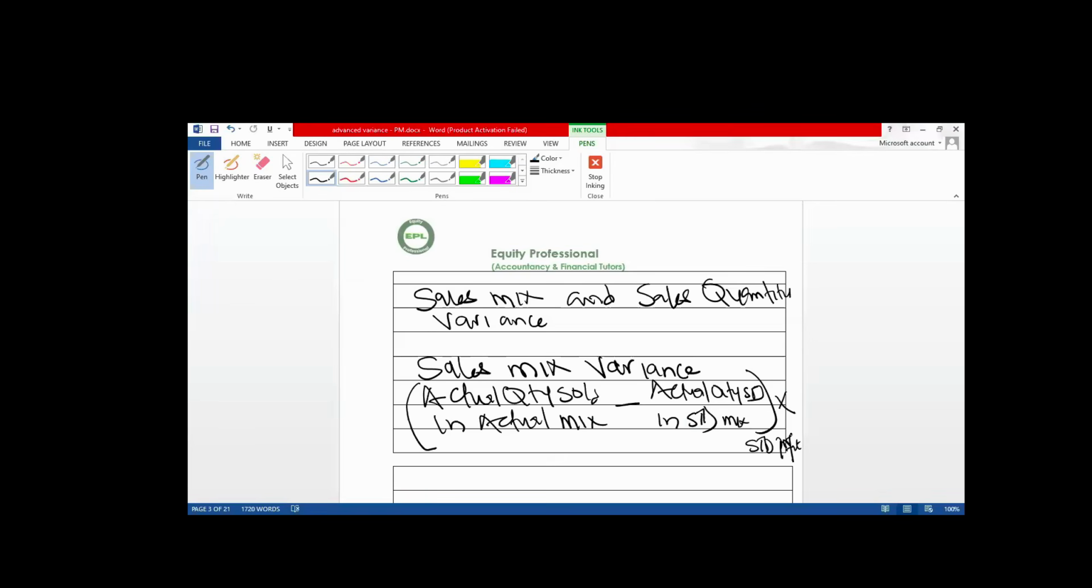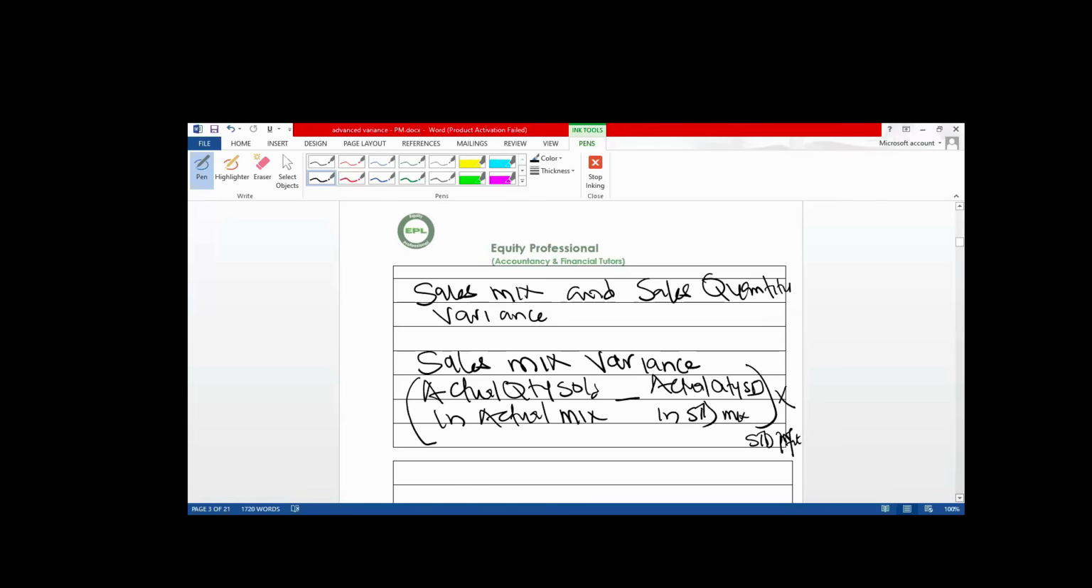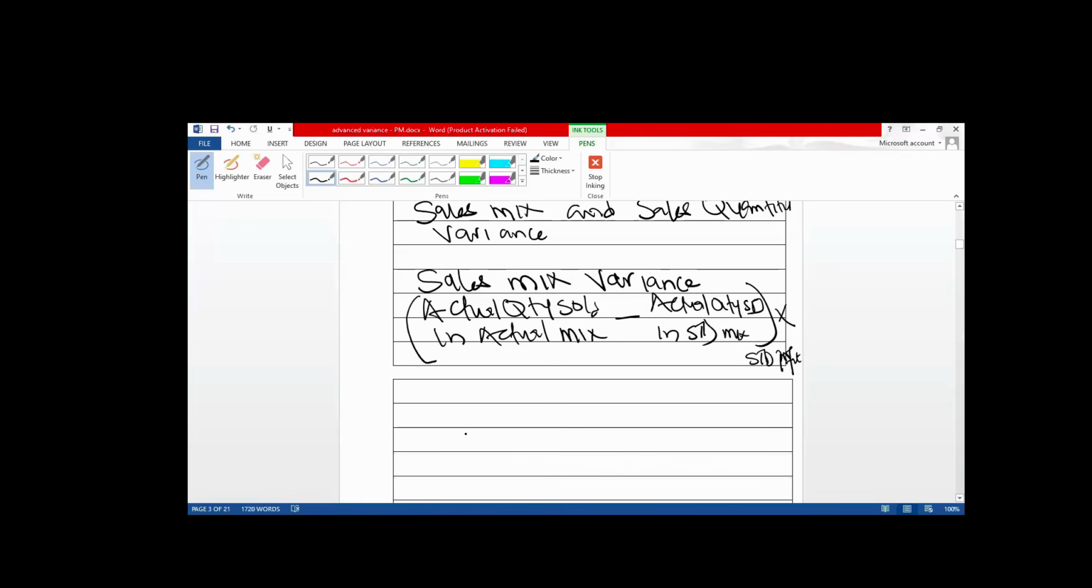If you are talking of absorption costing, but if the question is on marginal costing, then you are going to use standard contribution. This will give you your sales mix variance.